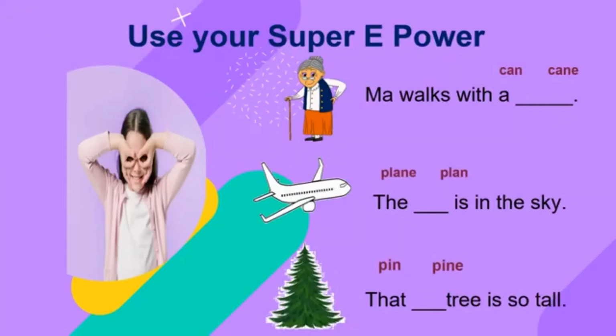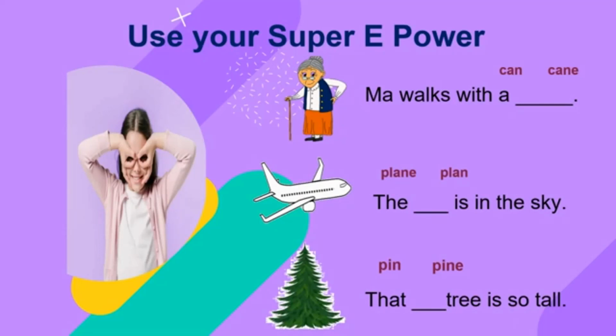Now you're going to use your super E power to choose the correct word to finish the sentence. Remember, some of the words have 1 vowel, which means it makes a short vowel sound, but some of the words have 2 vowels. The first one says its name, and that super E is silent. If you keep that in mind, I'm sure you'll do a great job. Let's look at the first picture. Do you see Grandma? Do you see what's in her hand?